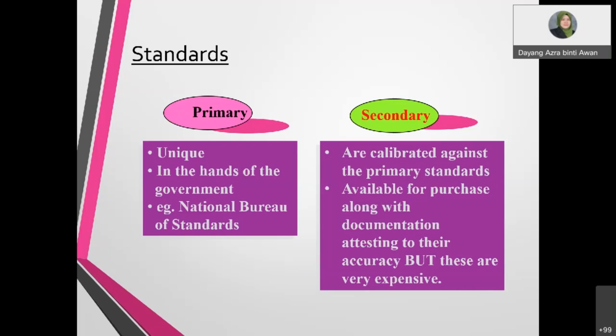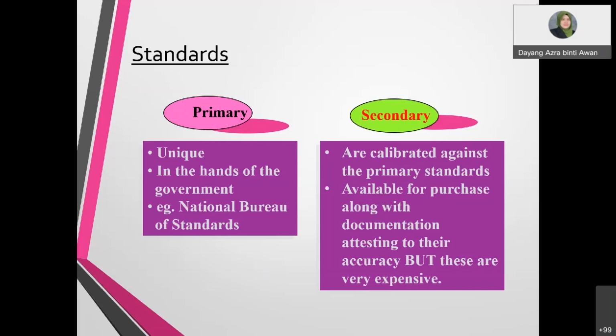Okay, so this one depends on the company yang jual barang tu lah. For example, you have a company yang buat apa? For example, we have Agilent. Dia jual apa? Oscilloscope and everything. So they have their own secondary standard yang only that company yang follow untuk buat calibration and so on. Okay, so that one is what we call as the secondary. Okay, so it depends on the company.